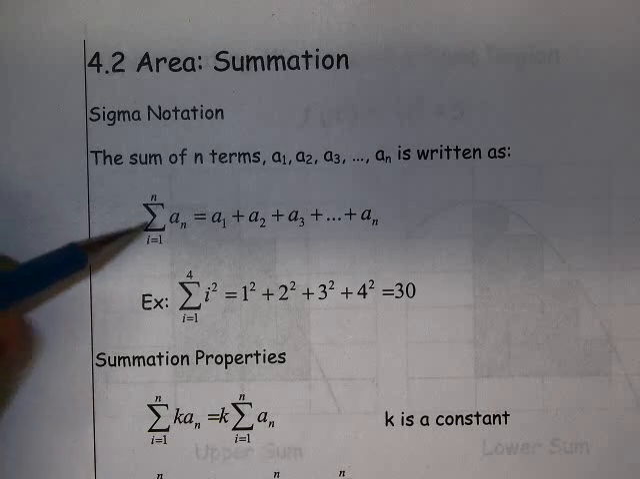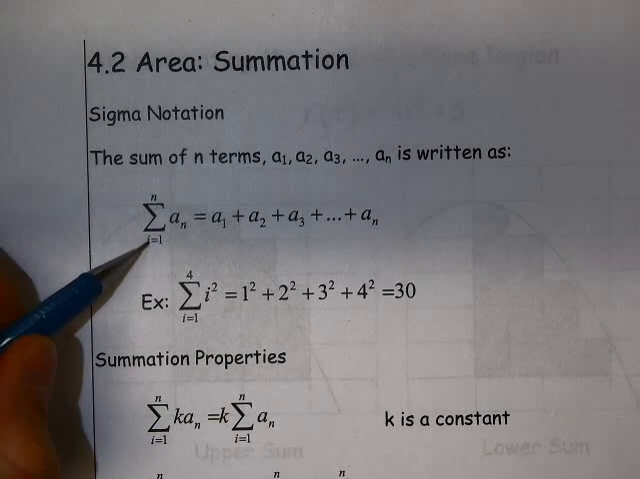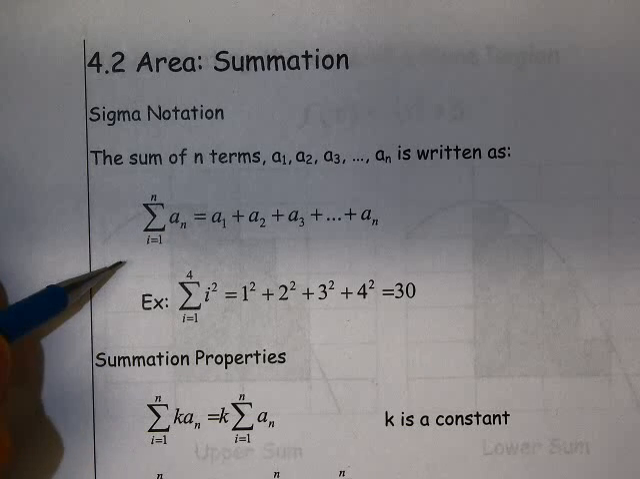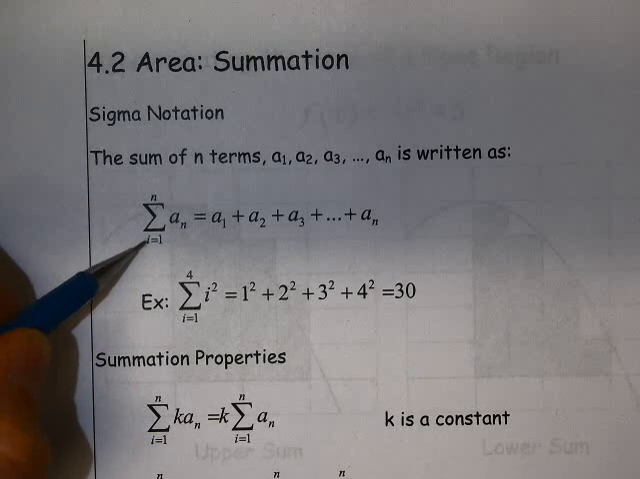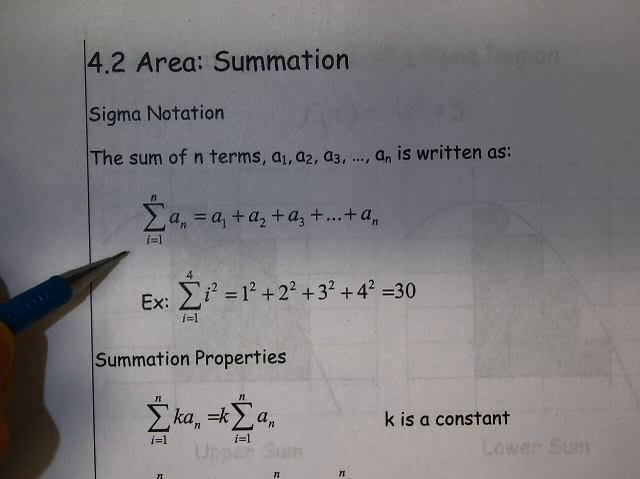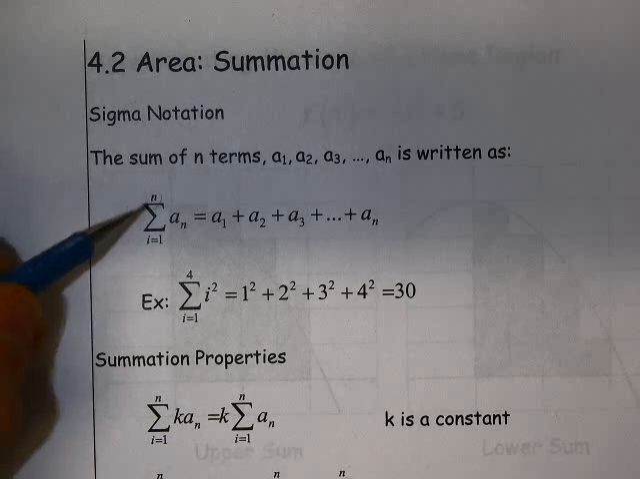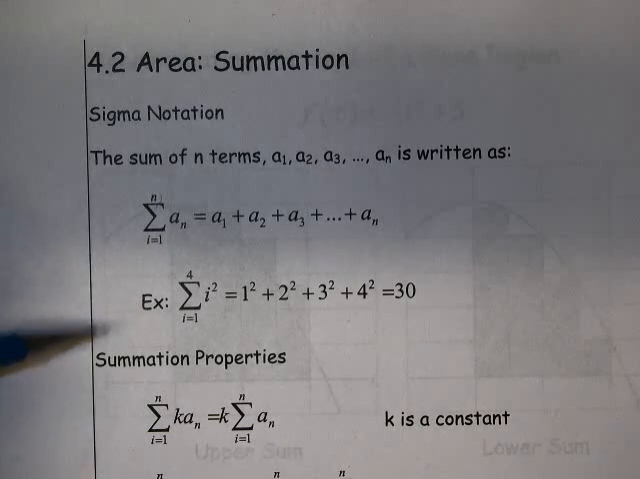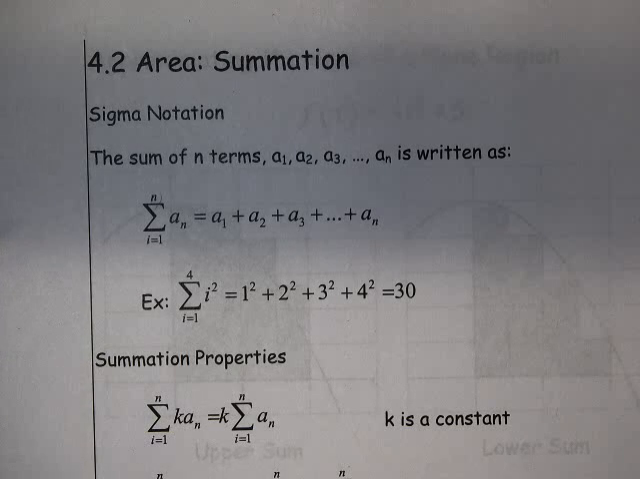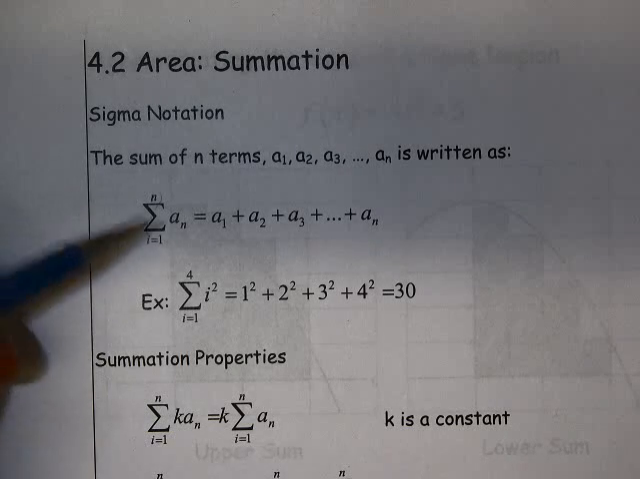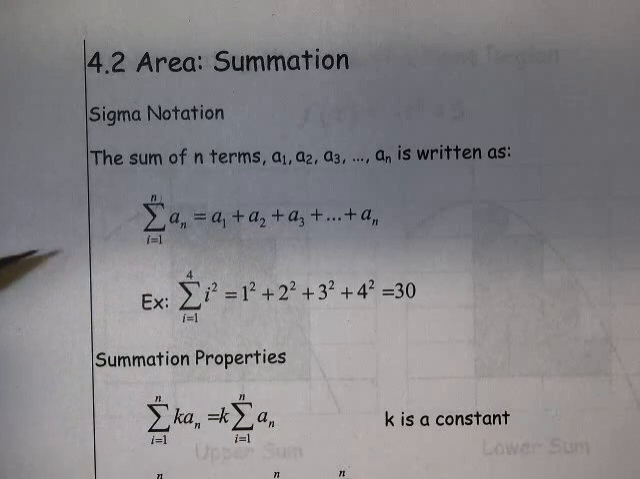The notation here, we have the summation of a sub n from i equals 1 to n. So we can define a certain number of terms here if we want to, the upper number. And i always steps by 1 each time. So it's an integer. It goes from 1 to 2 to 3 to 4 and on.